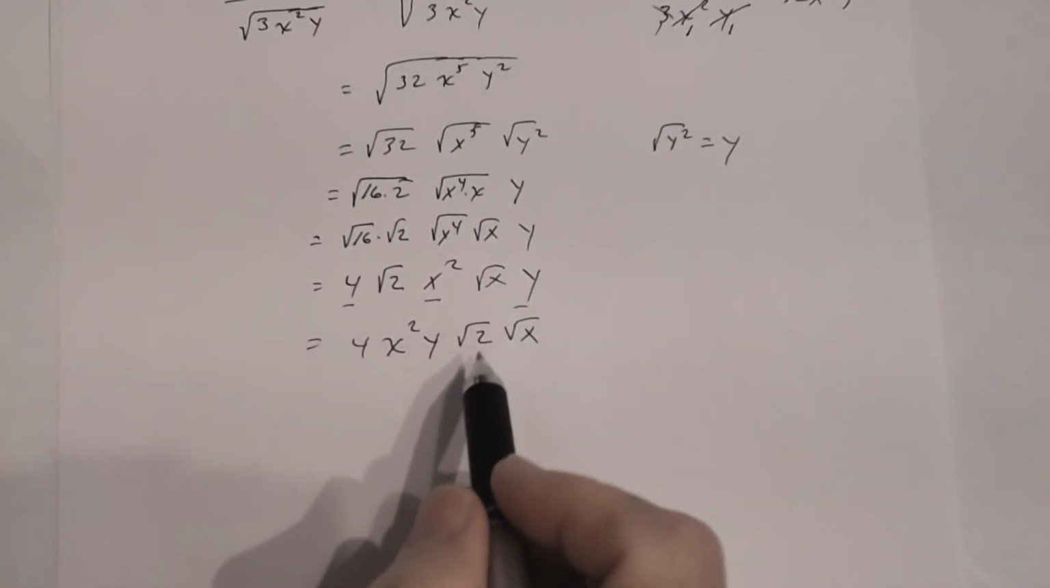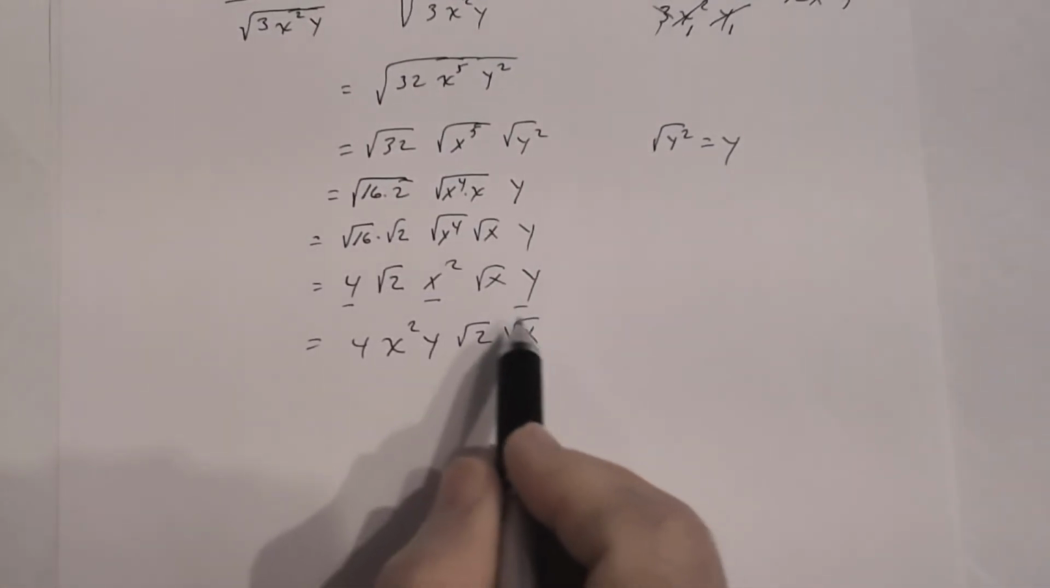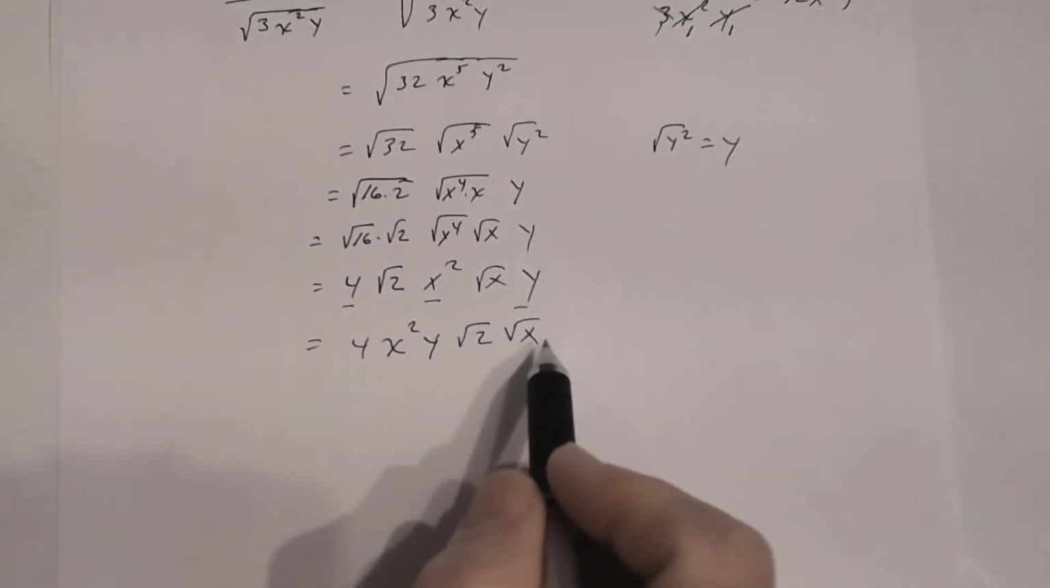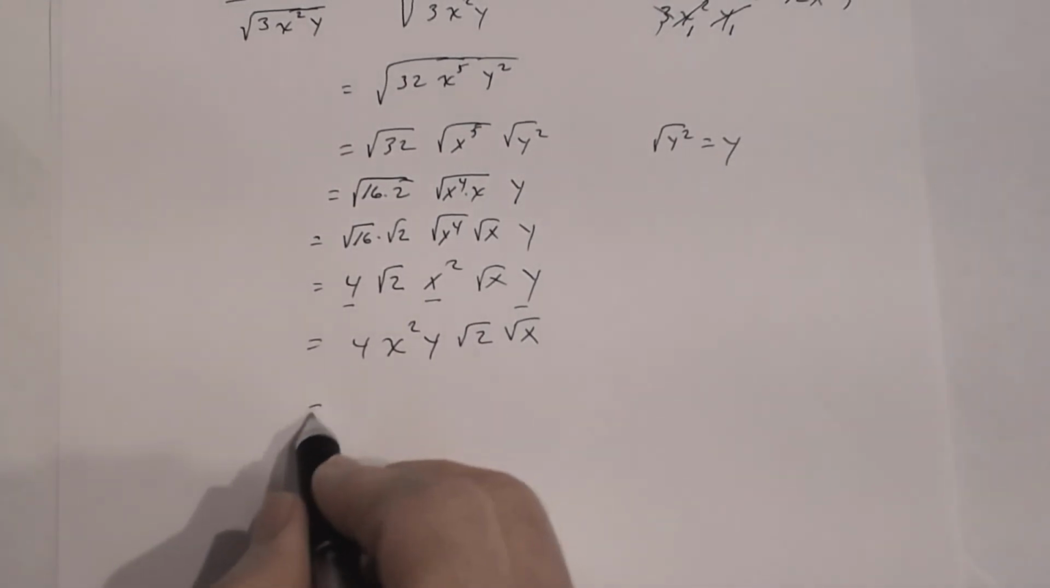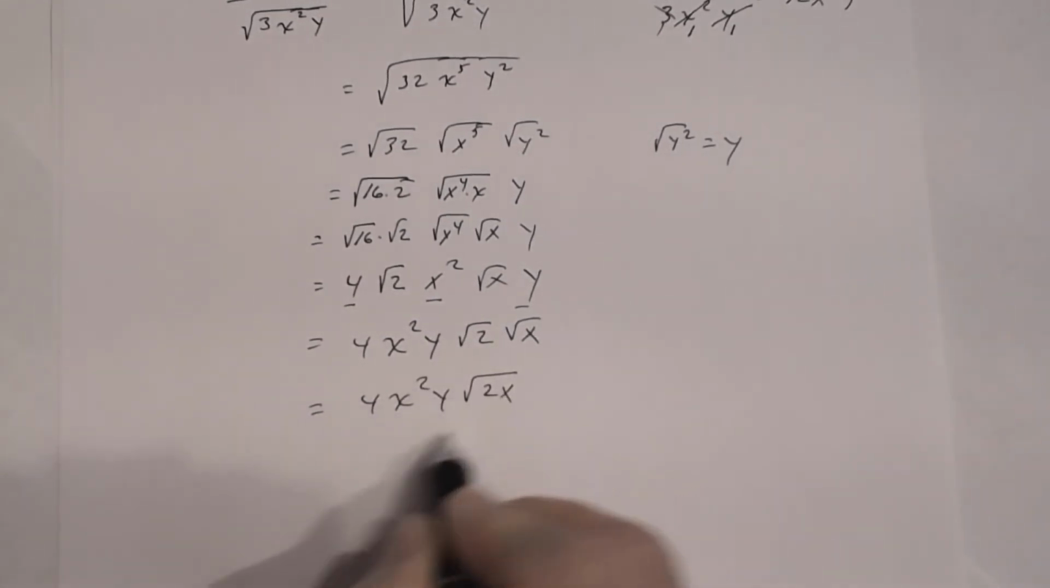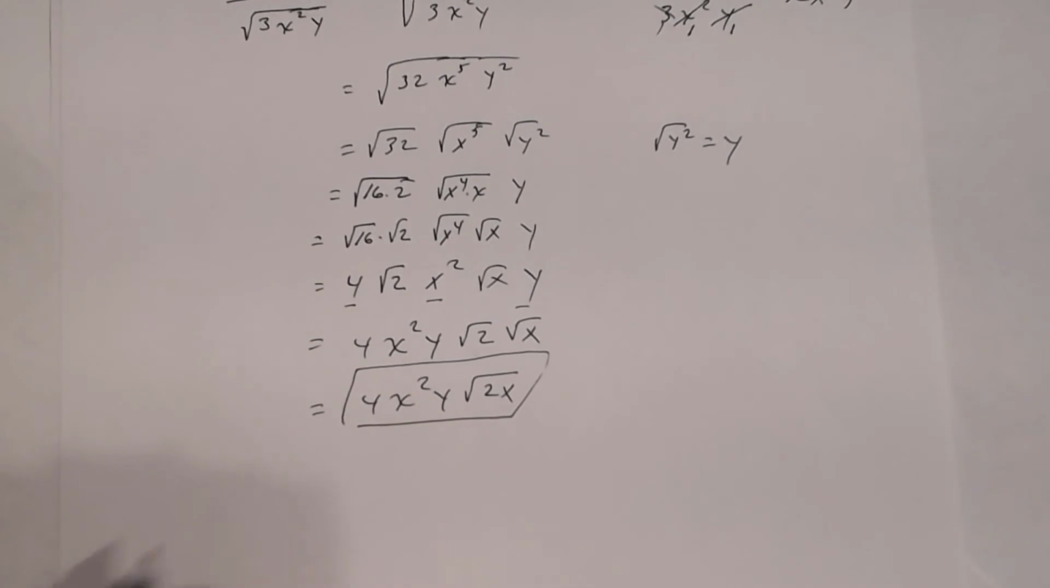And now remember, you cannot leave it like this because you know that you can use the product rule again to write this as 1 square root. So you need to do that. So I get 4 x squared y times the square root of 2x. And there's your answer. Okay?